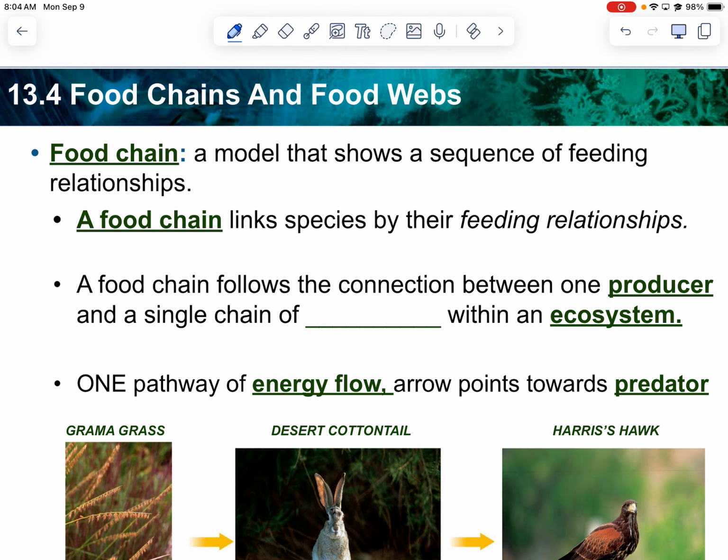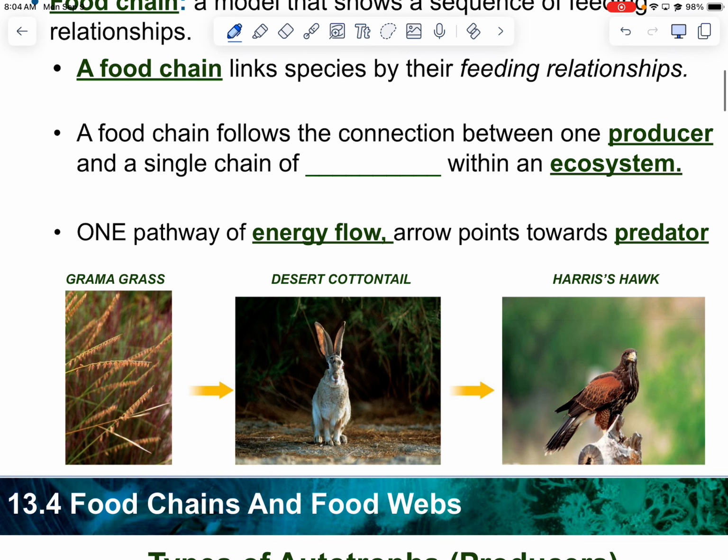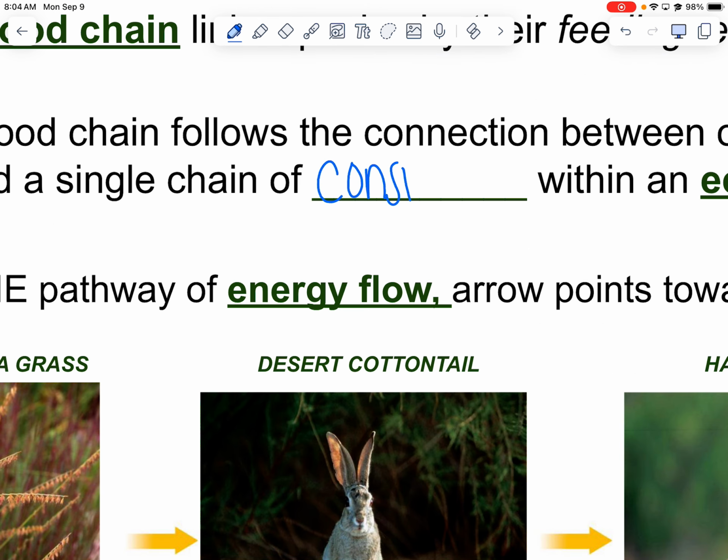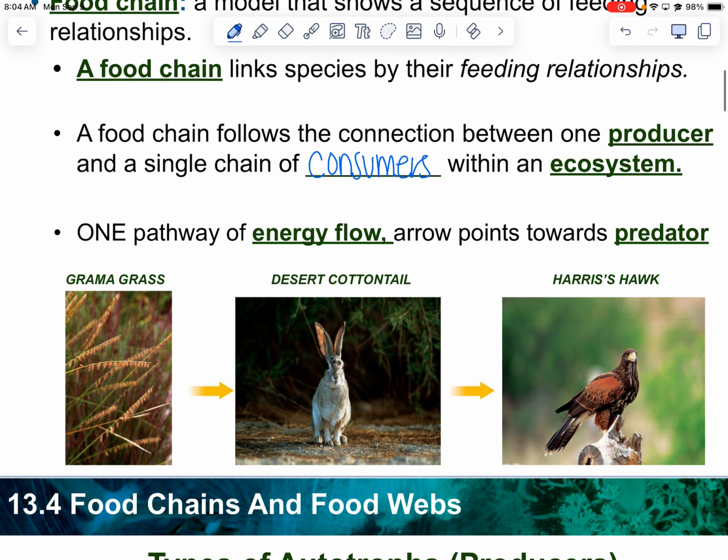So a food chain is a model that shows a sequence of feeding relationships. The food chain follows the connection between one producer and a single chain of consumers. Okay, kids, this is review. We're going fast. Within an ecosystem, one pathway of energy flow is represented by a food chain. So just one chain in the ecosystem is like one organism to the other.